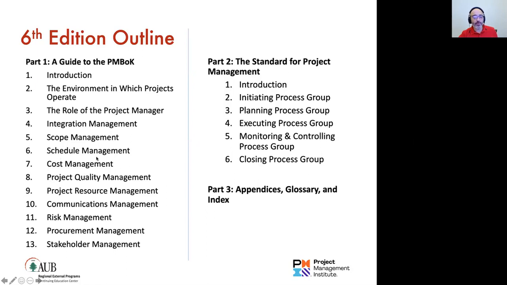So specifically to a knowledge area, cost management for example, you have to plan for cost management, you have to identify or estimate cost elements, you have to come up with the final budget, you have to monitor and control cost, etc. In the process groups, in planning you plan for cost, in executing you incur cost, in monitoring and controlling you track and monitor variances against the budget, etc. So it's 2 ways of seeing the same information. And in part 3 you have appendices, glossary and index.